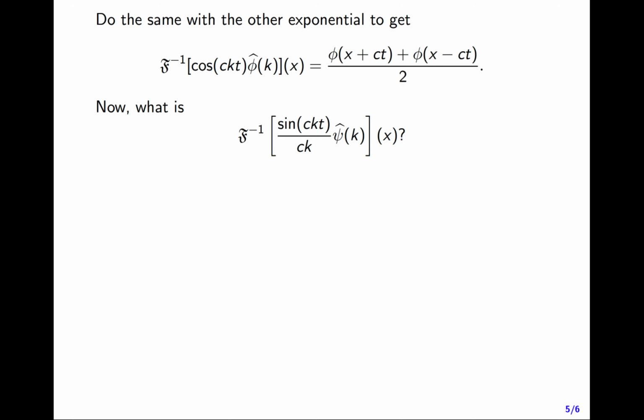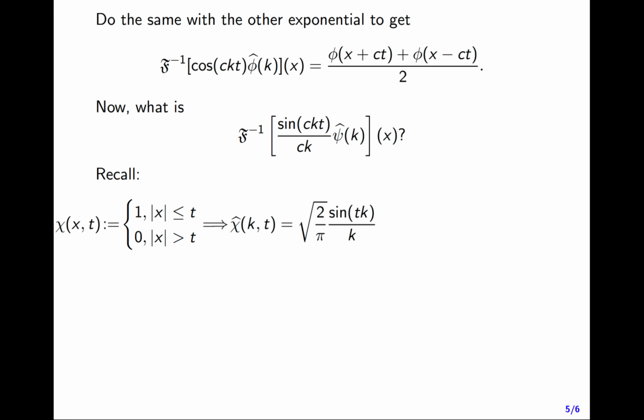Now I need to study the second term, the inverse transform of sine of ckt over ck times psi hat of k. What is this? Well, let's define an auxiliary function. Chi of x, t will be 1 if the absolute value of x is less than or equal to t, and 0 if the absolute value of x is greater than t.